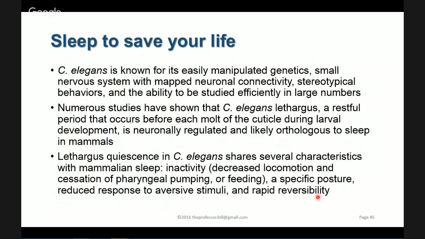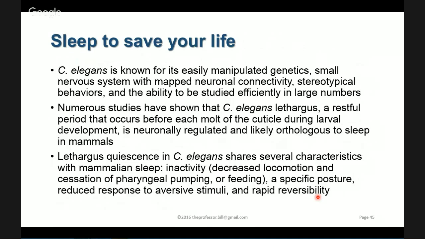As some of you will know, I really like C. elegans because the genetics are all known. We know every single cell in C. elegans, 302 neurons. We can fate map every last cell. We know most of the neuronal connections, and we know their behaviors and their genetics. So there are lots of reasons why we really like C. elegans.